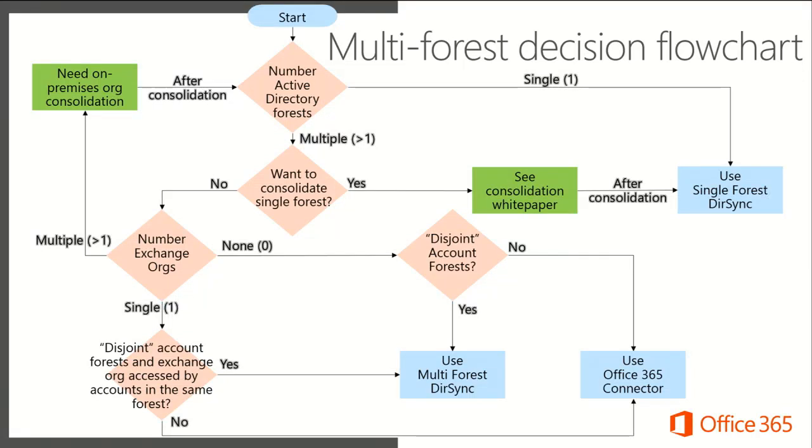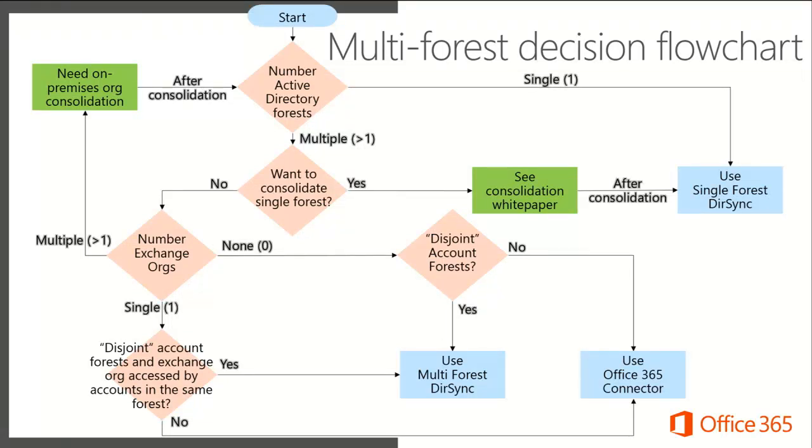All right, this is a very simple flowchart, and essentially a lot of what we're looking at on this flowchart is: is it possible to continue with multiple forests, or do I have to consolidate those forests into one forest? So we can support having users in multiple forests, but we can't support having Exchange servers in multiple forests. So what we're going to do here is start at the top. We're going to look at how many Active Directory forests you have.